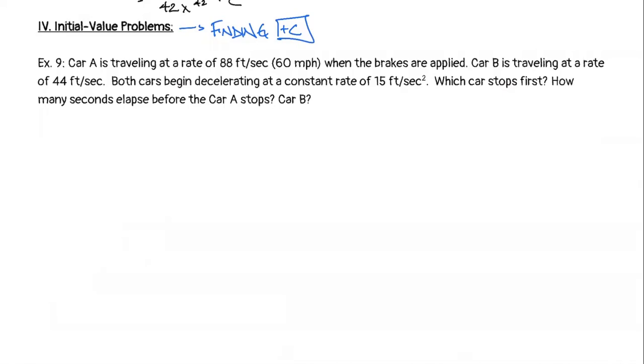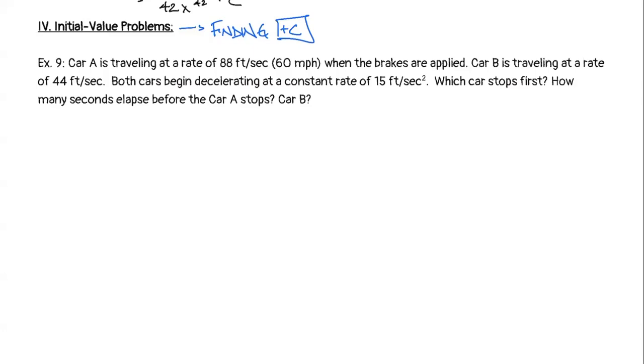Okay, we've got 2 votes for car B. I would agree. I think car B is going to stop first, right? How come car B is going to stop first, though? Like, why does that make sense to us that car B would stop before car A? It was going slower, right? It was going slower to start with. And so it's going to take a shorter amount of time to get down to a speed of 0.